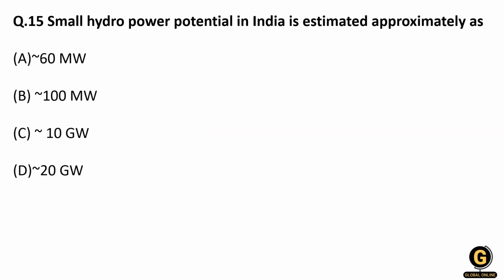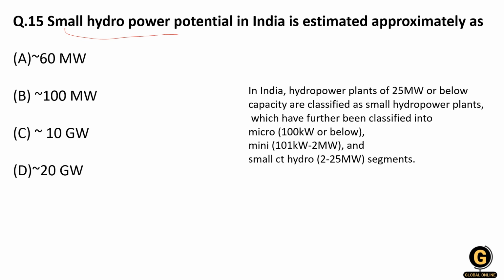So they have asked about the potential of small hydropower plants in India. Overall potential means including all the small hydropower plants in India, what is the overall capacity of electricity production. First of all, understand what a small hydropower plant is. Plants which have a capacity of 25 megawatt or below are called small hydropower plants. Including all the small hydropower plants, how much can India produce? It is 20 gigawatt. So you have to remember 20 GW is the answer.